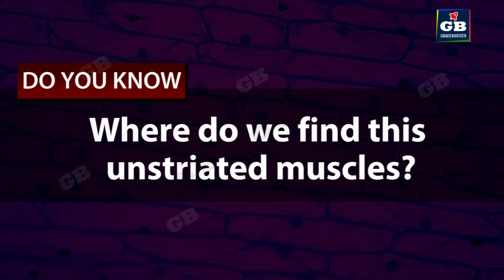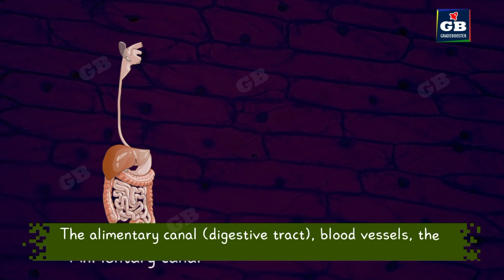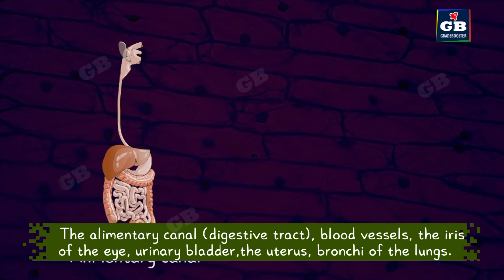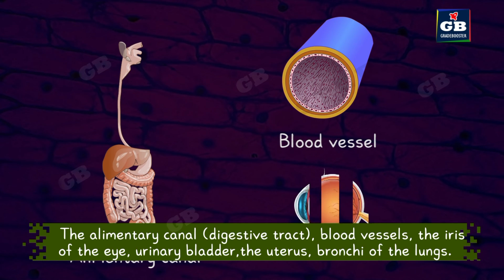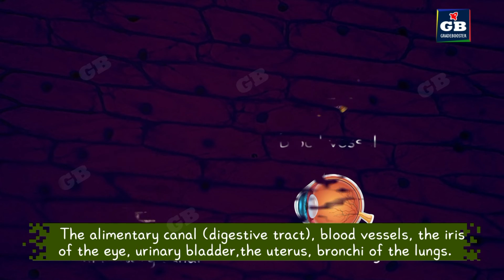Involuntary muscles are found in various parts of the body, including the alimentary canal, that is digestive tract, blood vessels, the iris of the eye, urinary bladder, the uterus, bronchi of the lungs.